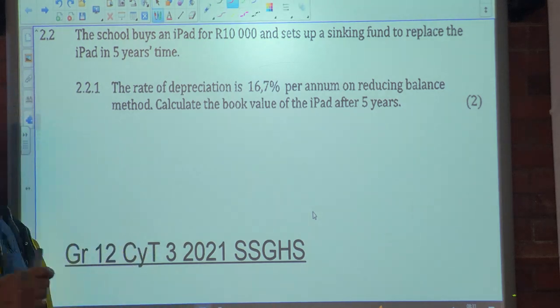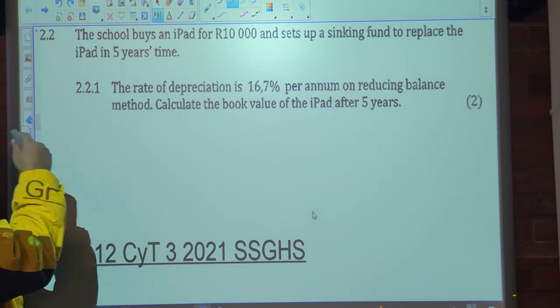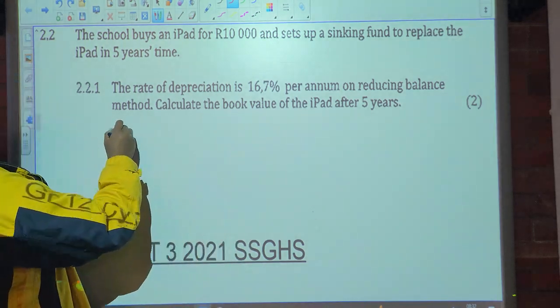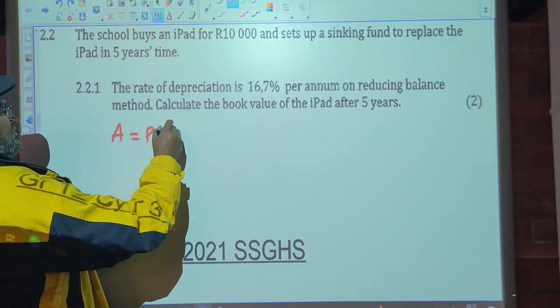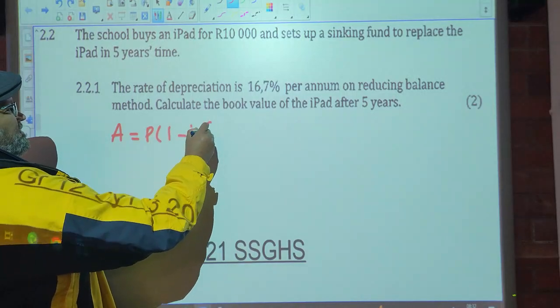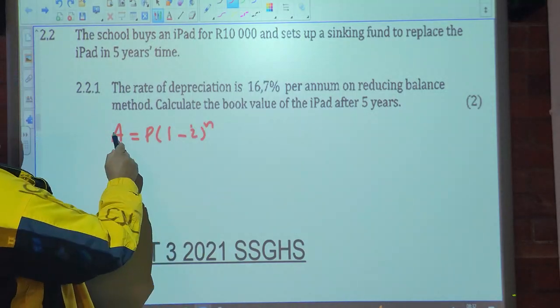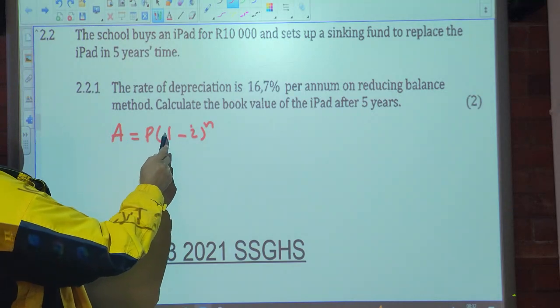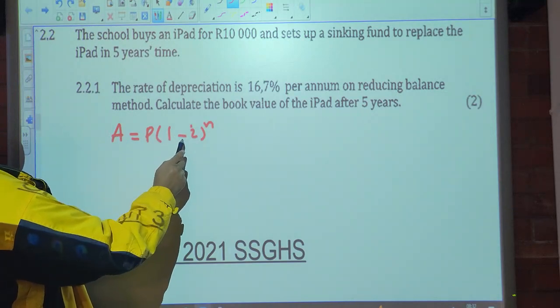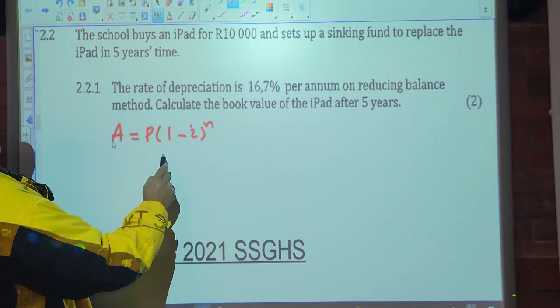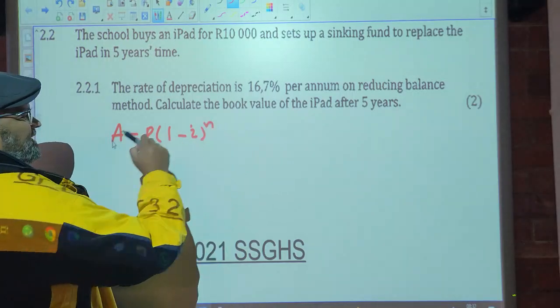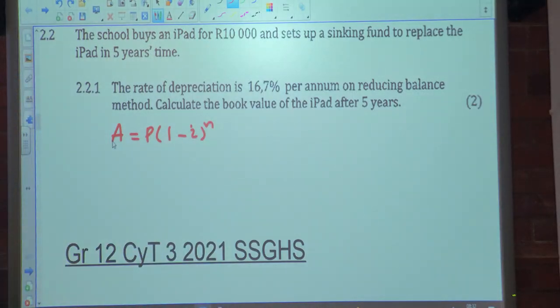Your depreciation takes the form of one of two ways. It's either depreciation on a straight line basis or the reducing balance method. So the reducing balance method follows a formula: A is equal to P into (1 minus i) to the exponent n. Straight line basis, A is equal to P into (1 minus i times n). Reducing balance or diminishing balance is to the exponent.